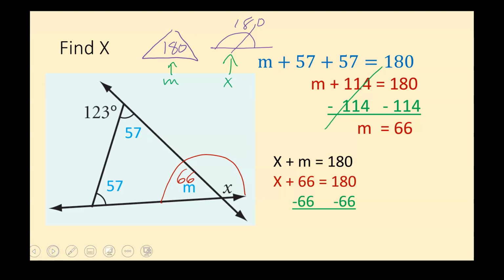Again, I can subtract the 66 from both sides. The 66 cancels on the left, and I'm left with x is equal to 114.